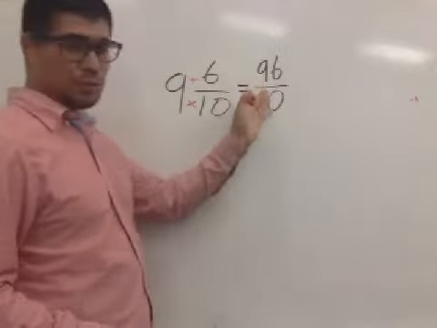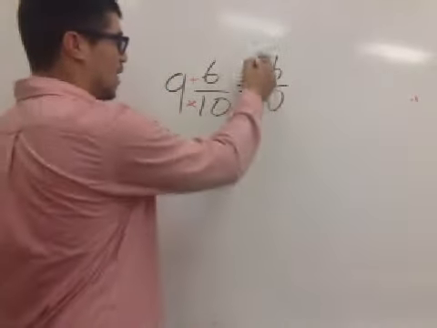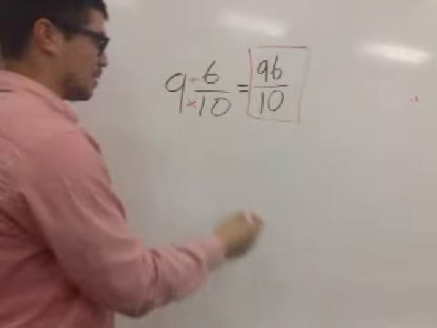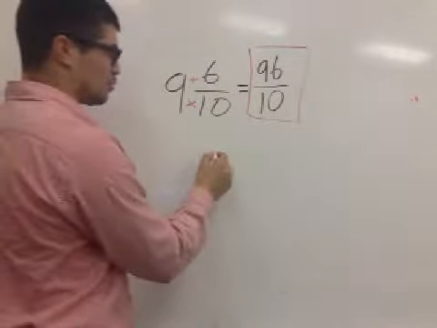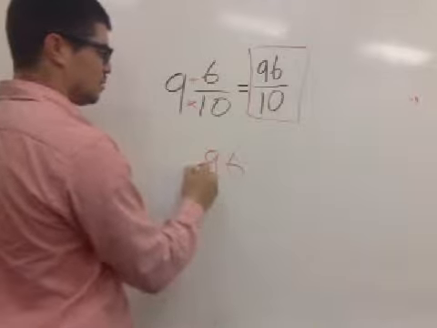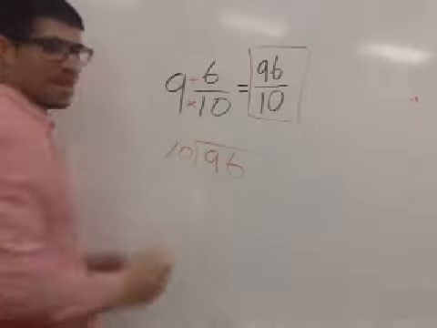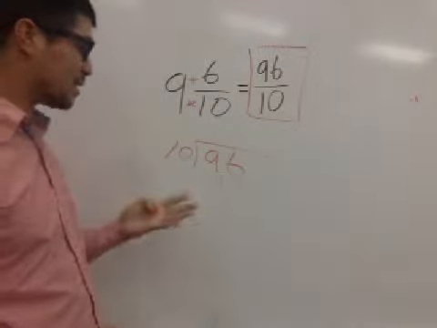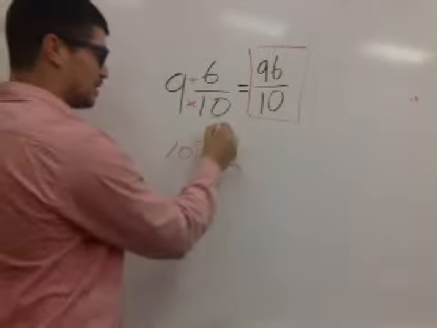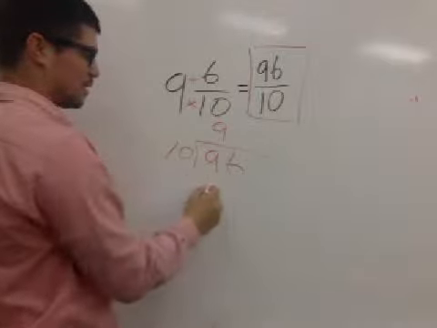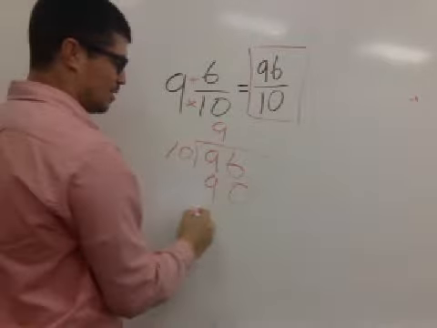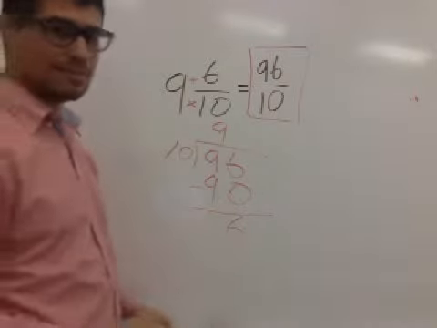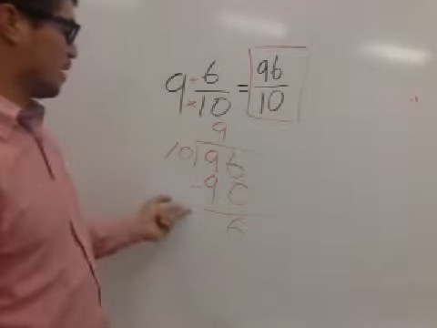I wanted to put this improper fraction in here and convert it into a mixed number. I would go 96 divided by 10. So let's see, how many times does 10 go into 96? Well, we know it goes into it 9 times. 9 times 10 gives me 90. I take it away, I get 6 at the bottom. So now, what do I do with the 6?